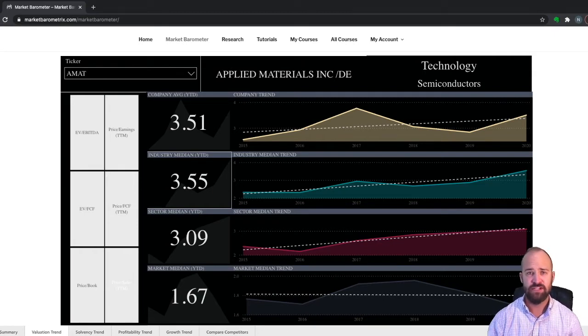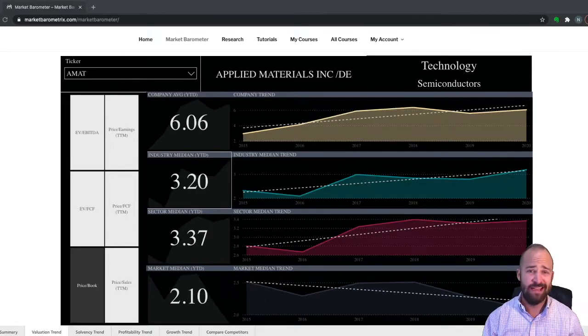So recapping this page here, it would seem that Applied Materials is slightly less expensive than its semiconductors industry peers, but that Applied Materials and the semiconductors industry are broadly more expensive than the technology sector and the market as a whole. We also discovered that for whatever reason, Applied Materials' price to book ratio is diverging from the industry median and from the other information that we found in regards to valuation from the other financial ratios here.